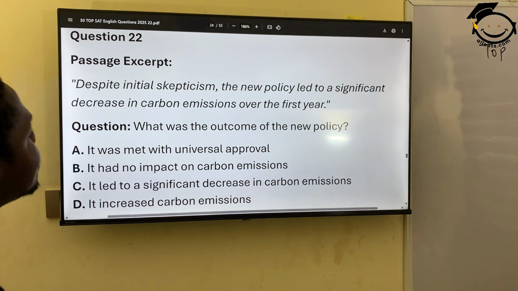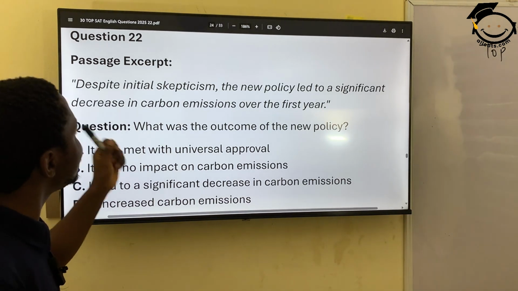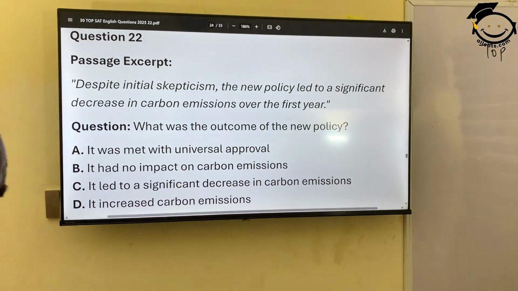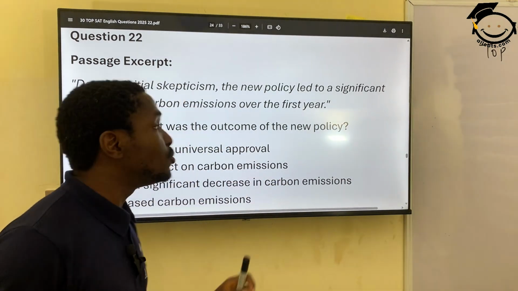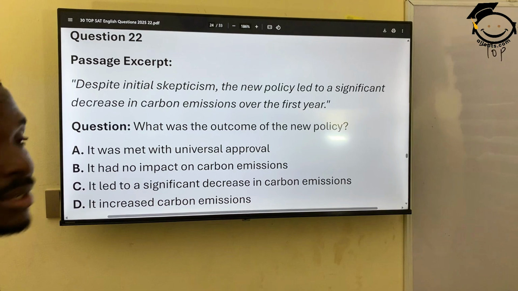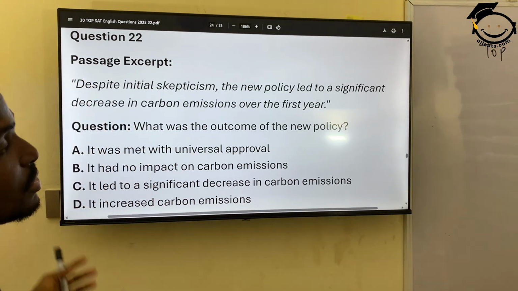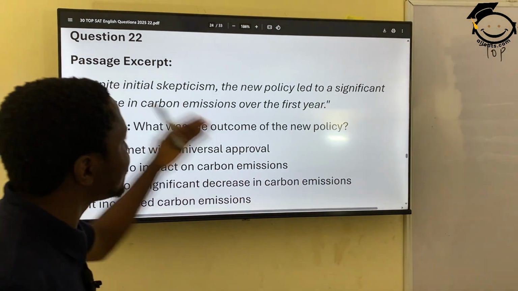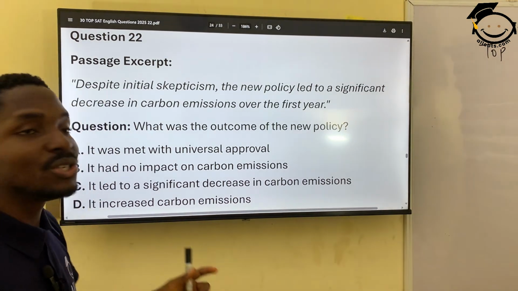Despite initial skepticism, the new policy led to a significant decrease in carbon emission over the first year. Now, the opposite of skepticism will be what? Optimism, right? So, despite initial skepticism, despite initial doubt, the policy led to significant decrease in carbon emission over the first year, which is a good one.